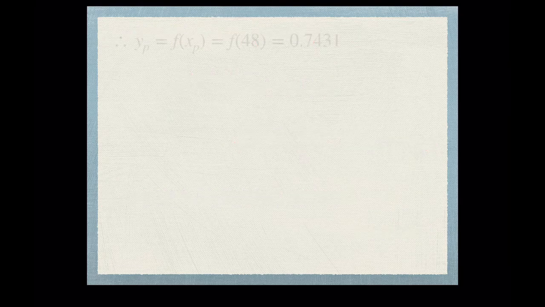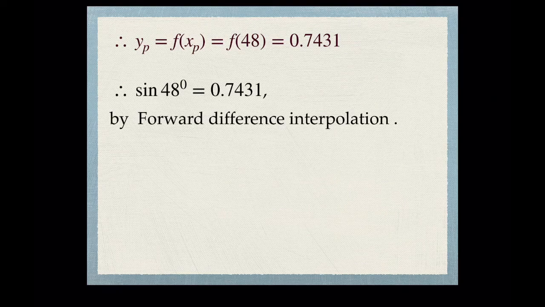Now simplifying it, I am getting yp equal to f of xp. Of course, y is f of x, so yp is f of xp, and further f of xp is equal to f of 48, and f of 48 after simplifying, the value which I got is 0.7431. Right? So therefore, sine 48 degree is 0.7431 by forward difference interpolation.